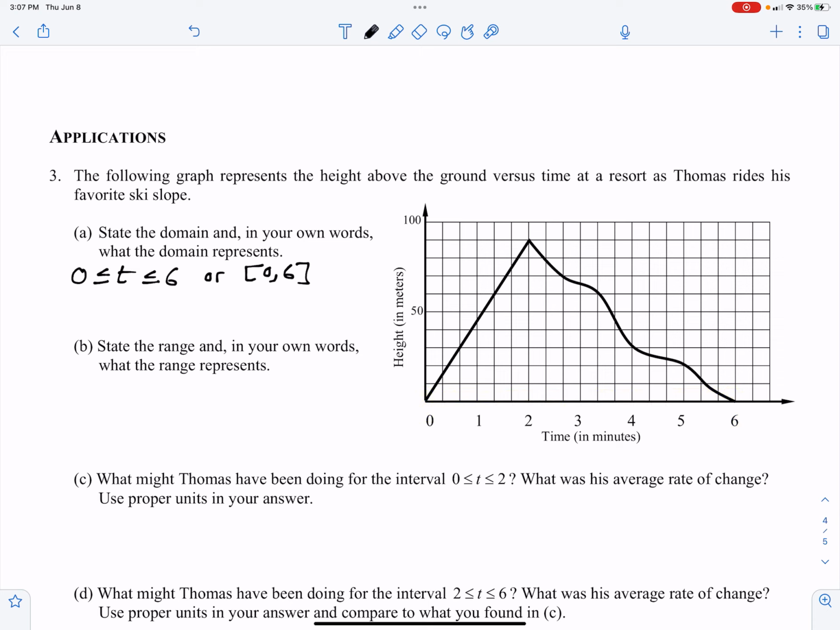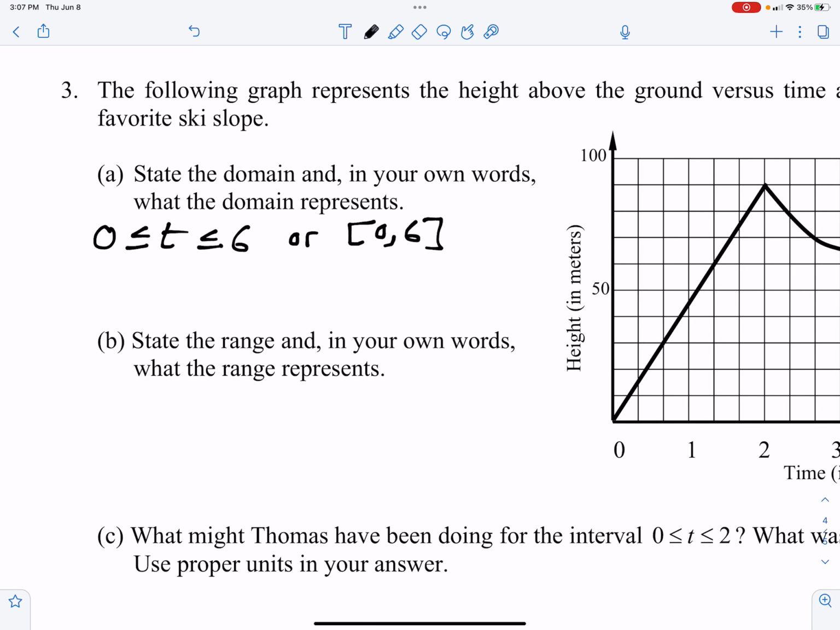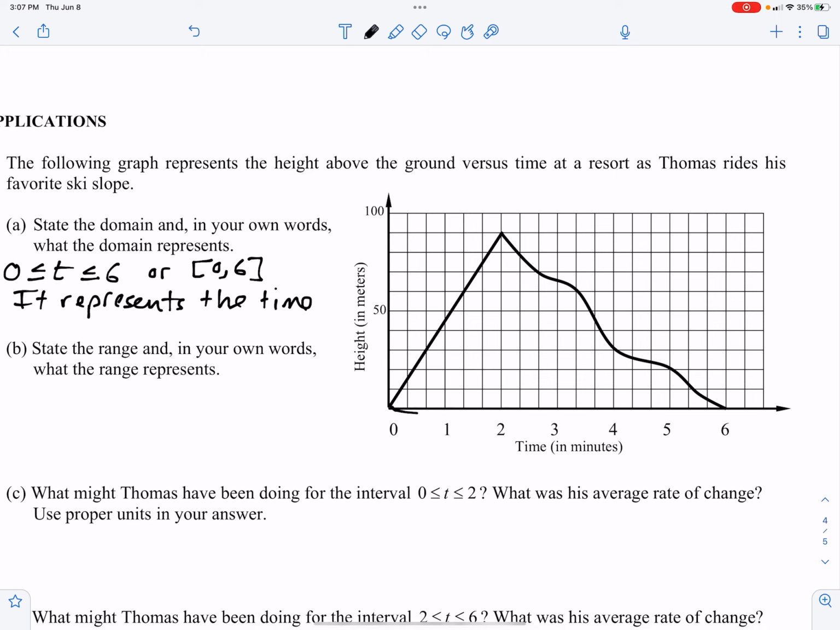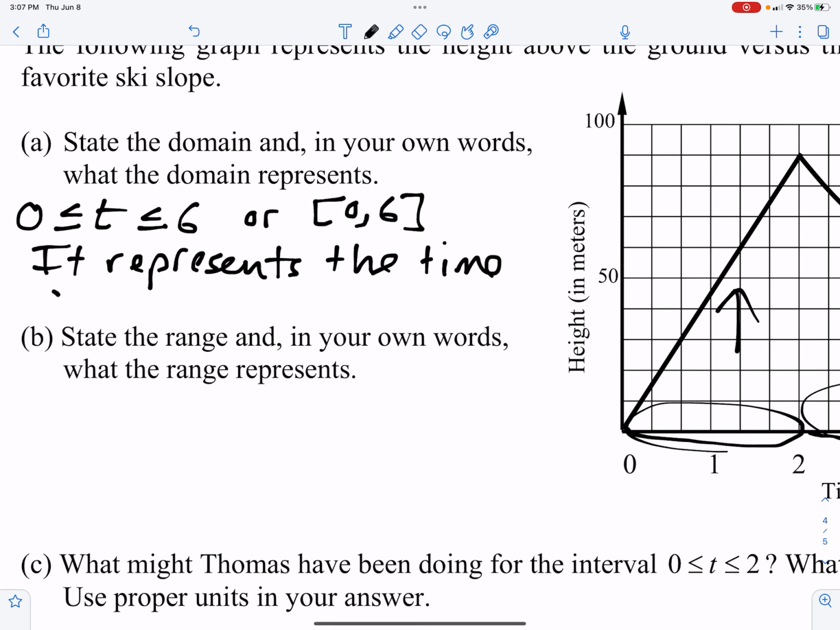Now, what does the domain represent? Well, it represents the time. This would be the time going up the mountain. This would be the time going down the mountain. So it represents the time going up and down the mountain.